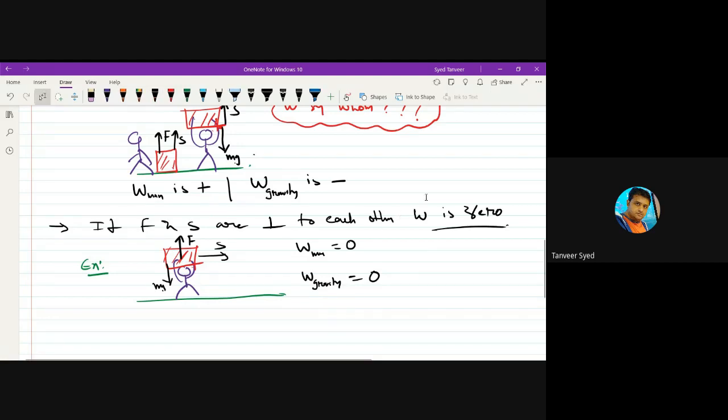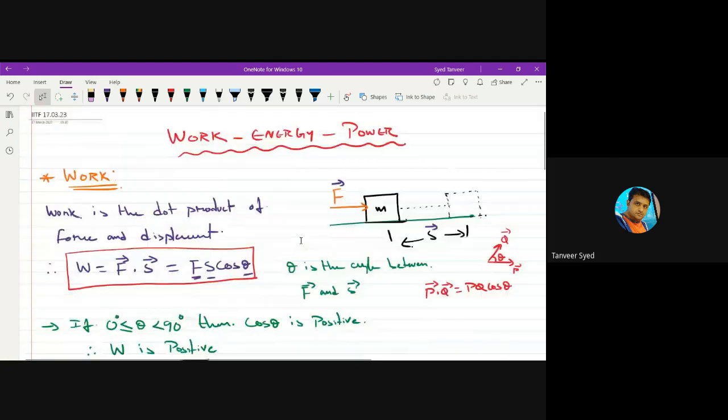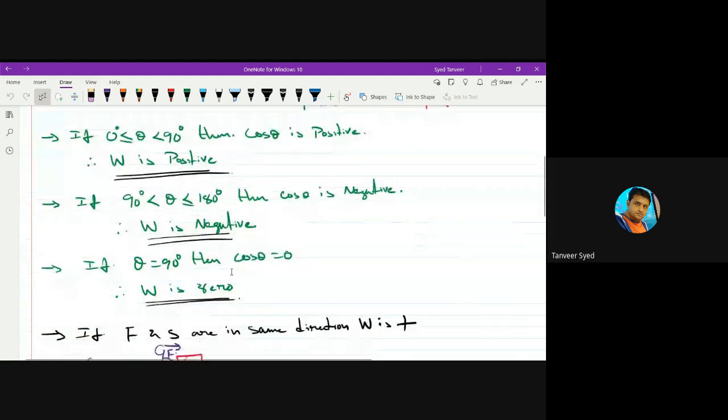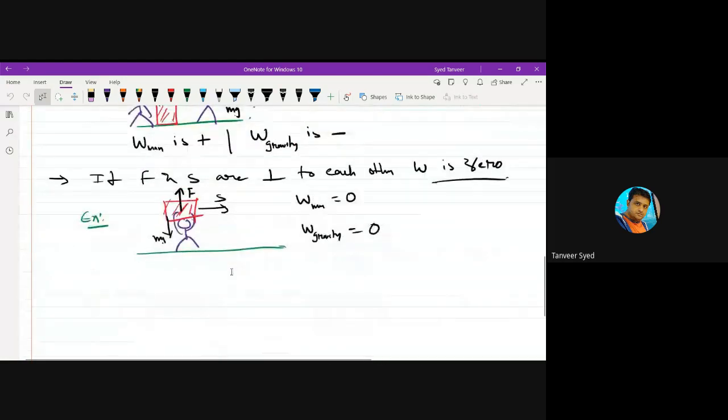So this is what you should understand regarding work. First of all, the definition of work: product of force and displacement, that too the dot product, Fs cos theta. Depending on the value of theta, work can be positive, negative, or zero. If force and displacement are in the same direction, work is positive. Force and displacement are opposite, work is negative. Force and displacement are perpendicular, work is zero. Basic things.